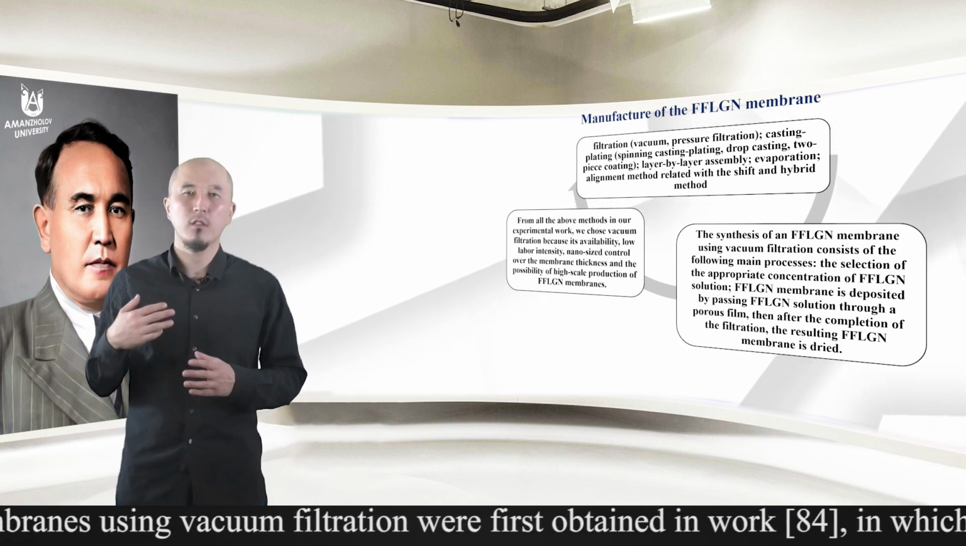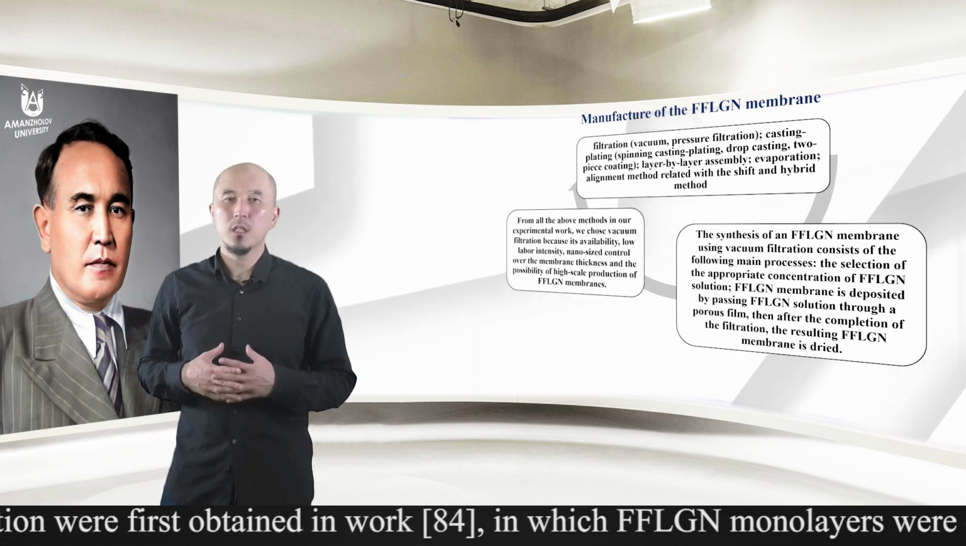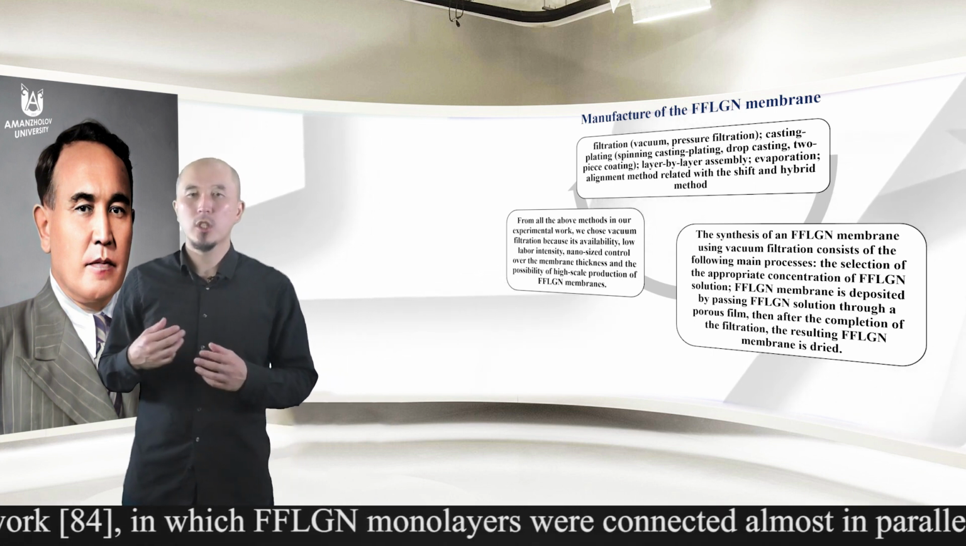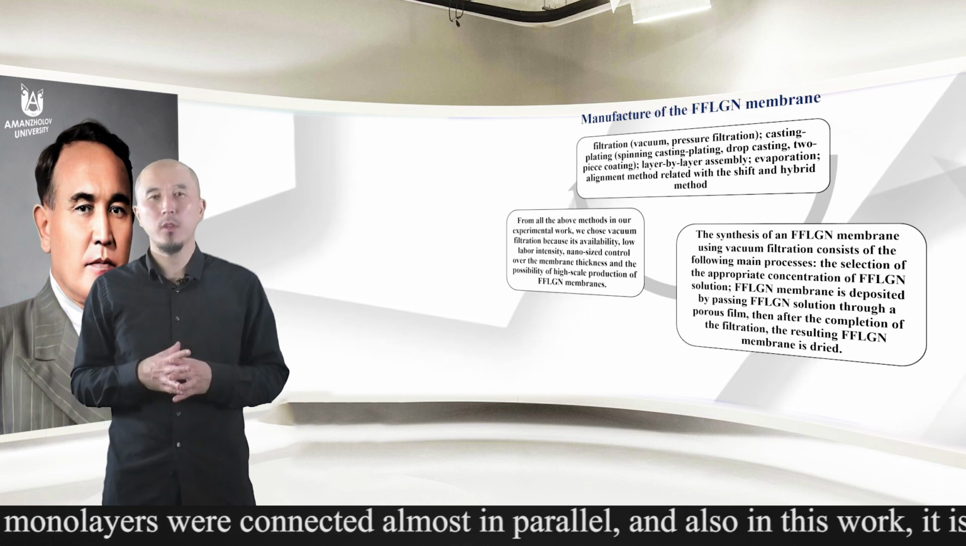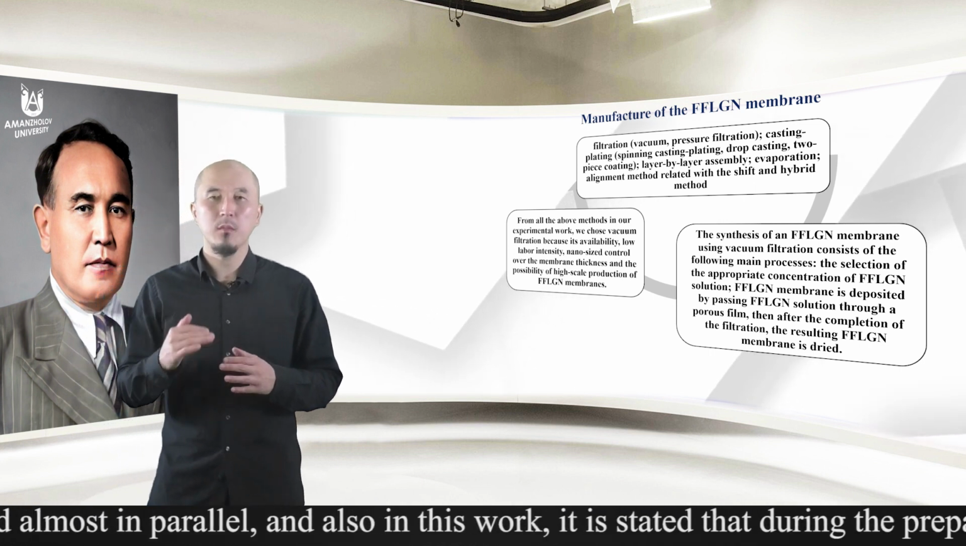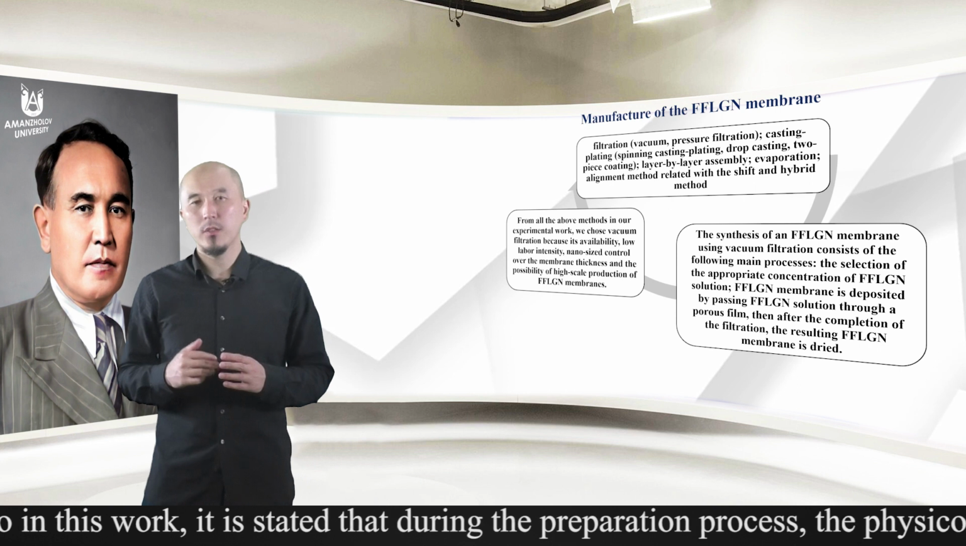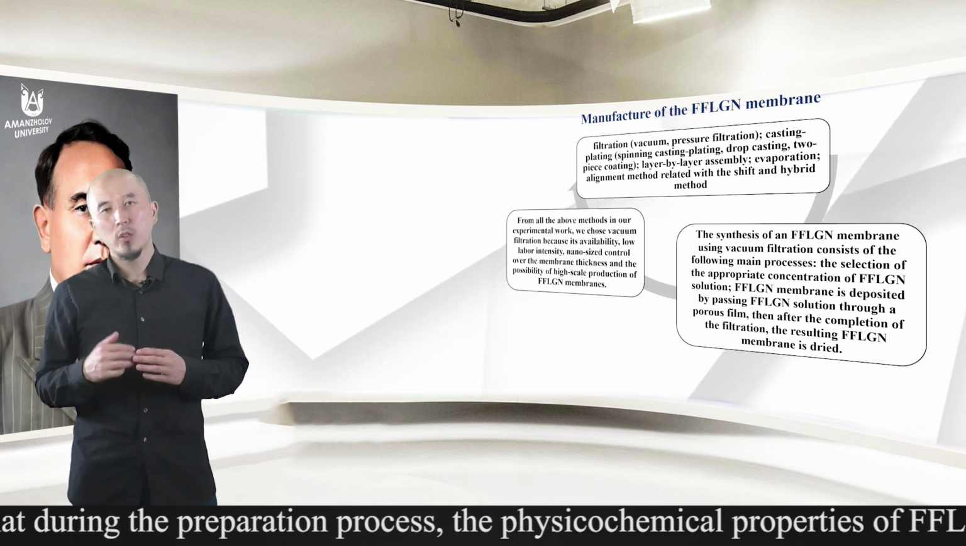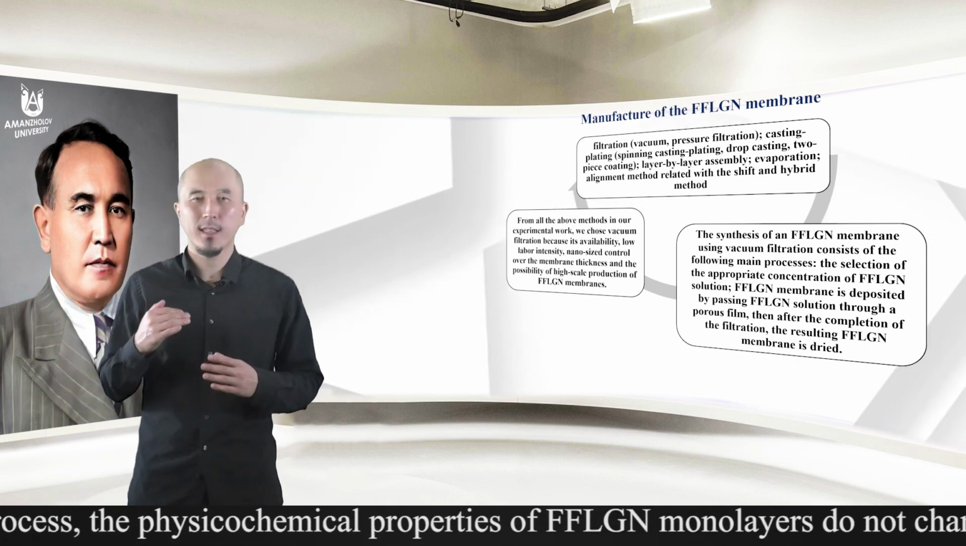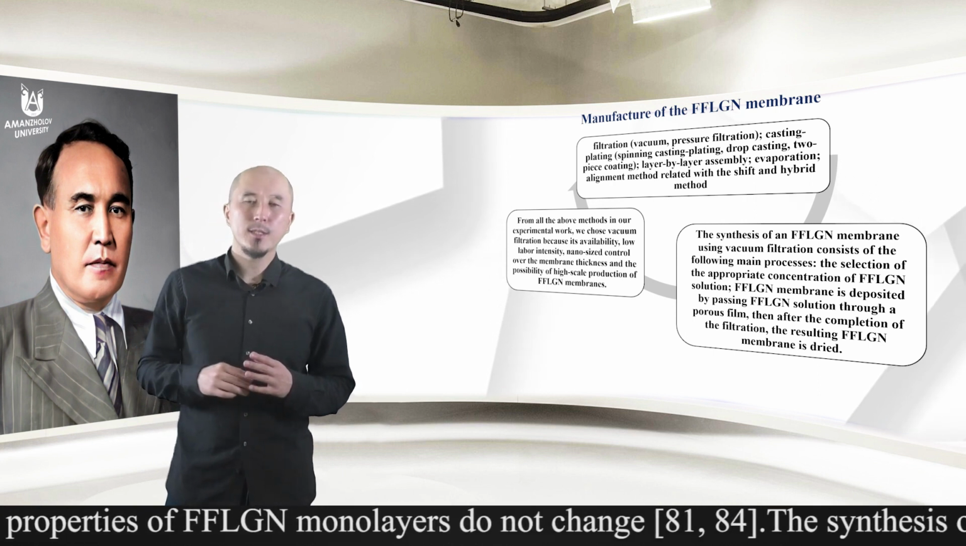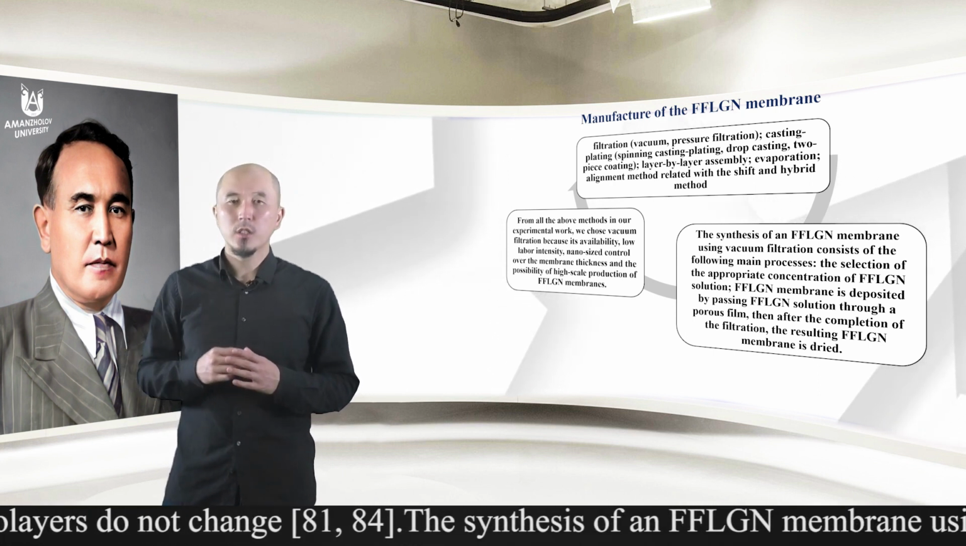FFLGN membranes using vacuum filtration were first obtained in a work in which FFLGN monolayers were connected almost in parallel, and also in this work it is stated that during the preparation process the physical-chemical properties of FFLGN monolayers do not change.